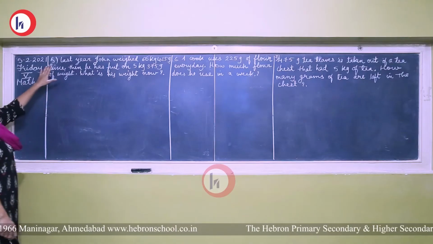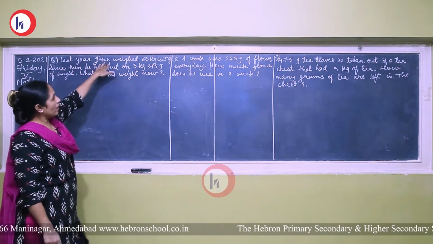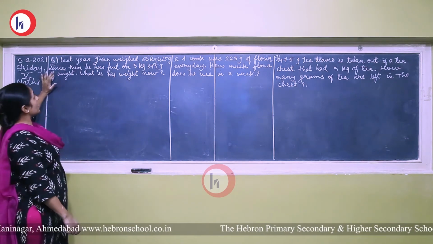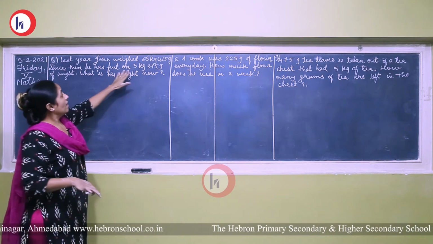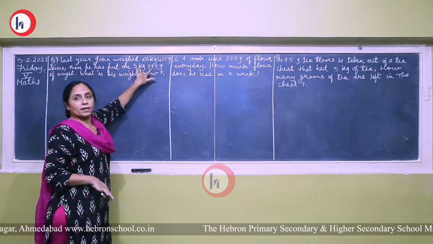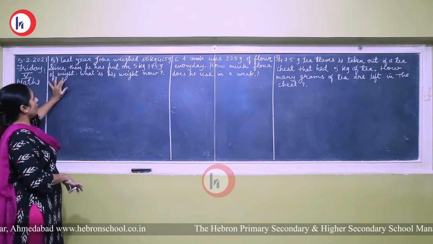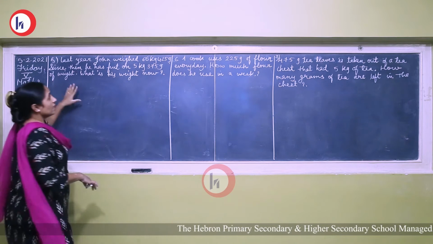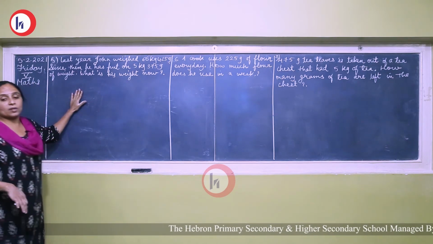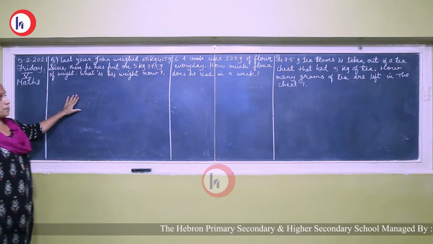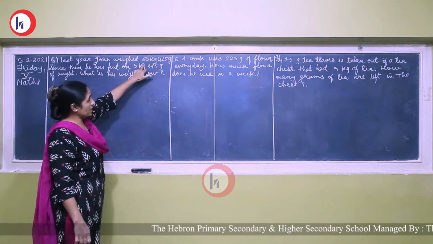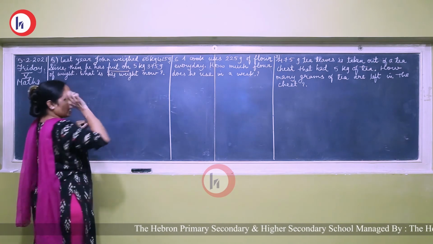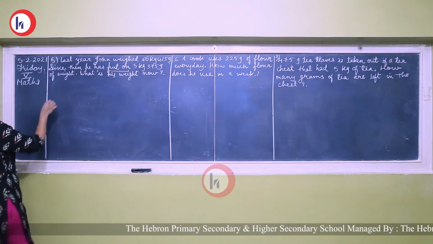Next sum, number 5. Last year John weighed 66 kilogram 425 gram. Since then he has put on weight 5 kilogram 375 gram. What is his weight now? Okay, here we have to do the addition or subtraction. Addition, because his weight is 66 kilogram 425. Then he put on. Put on means he gained. So here we will do the addition sum.